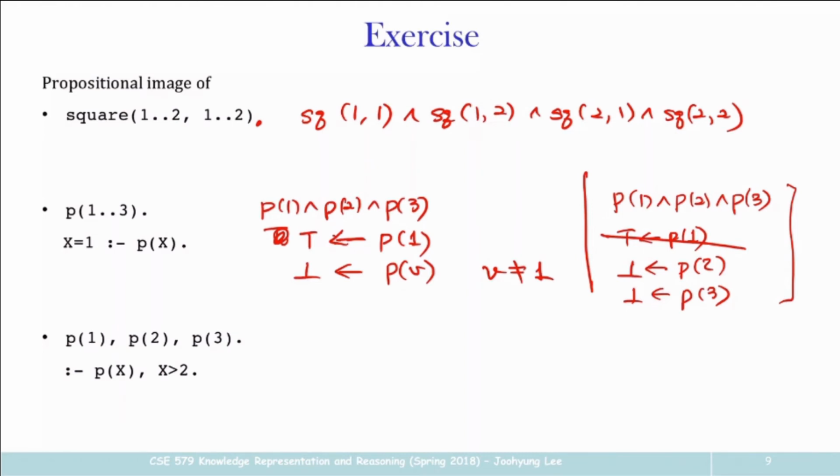Now let's do the same thing for the next one. So P1, P2, P3. Now how do you turn this into a formula? It's a disjunction, yes. P1 or P2 or P3. Now, from the second one, we can generate multiple rules. So let's see what can be done.